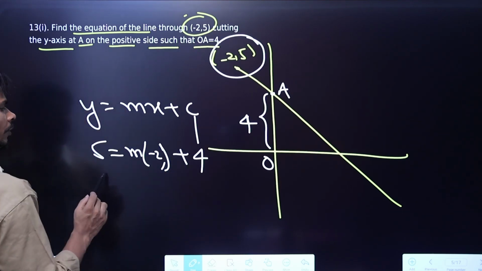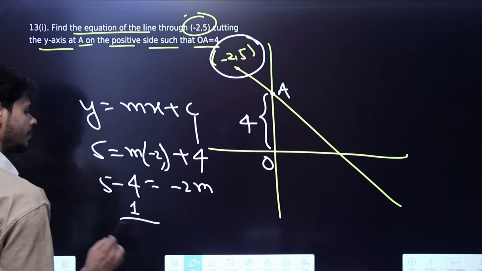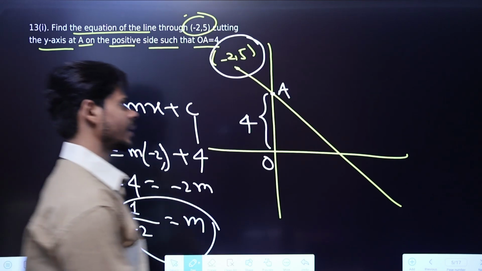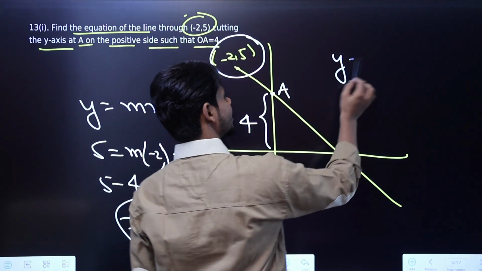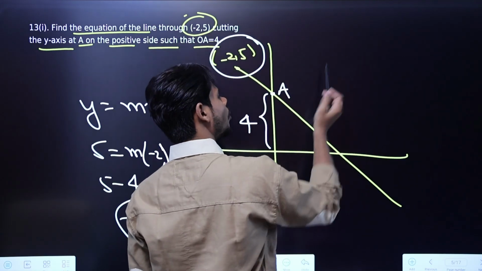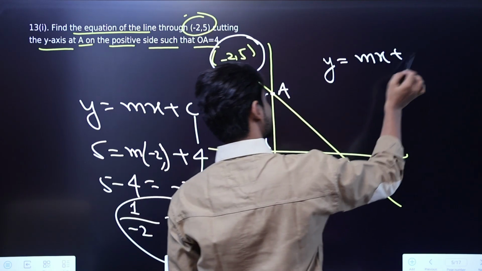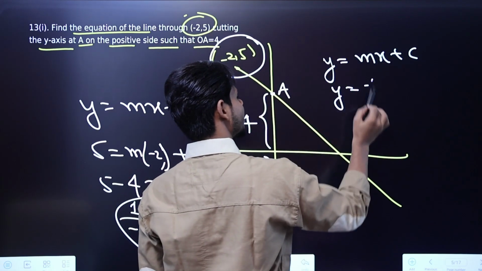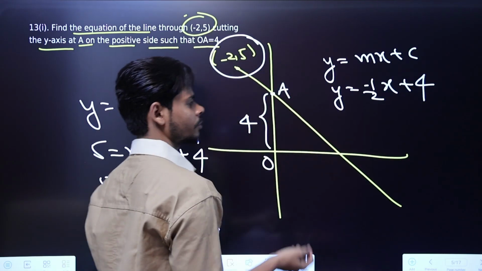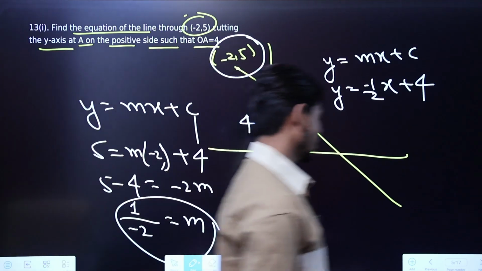That will come out to be 5 minus 4 is equal to -2m, which will be 1 divided by -2. So m is minus half. Now we can directly say that y minus y1, you can use this formula, or you can directly say that y is equal to mx plus c. y as it is, m is minus half, x as it is, c is plus 4. Just take LCM, cross multiply, write in the standard form, and that's your answer. Got it, guys?